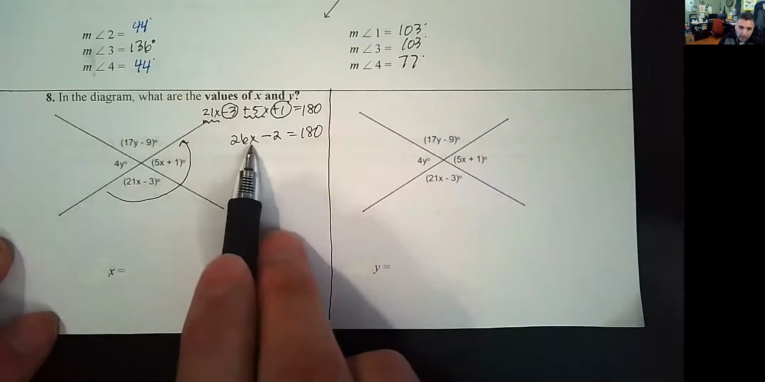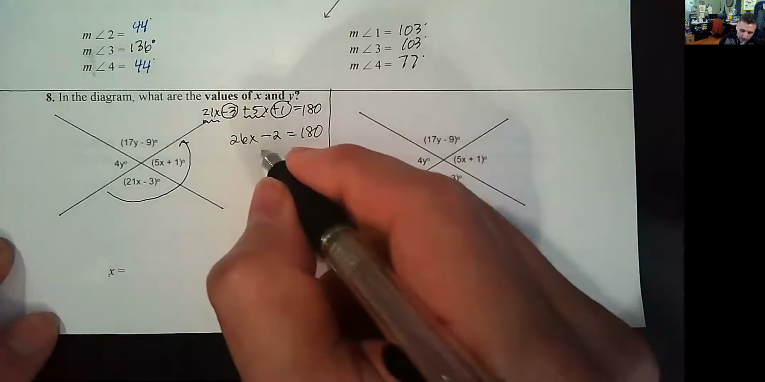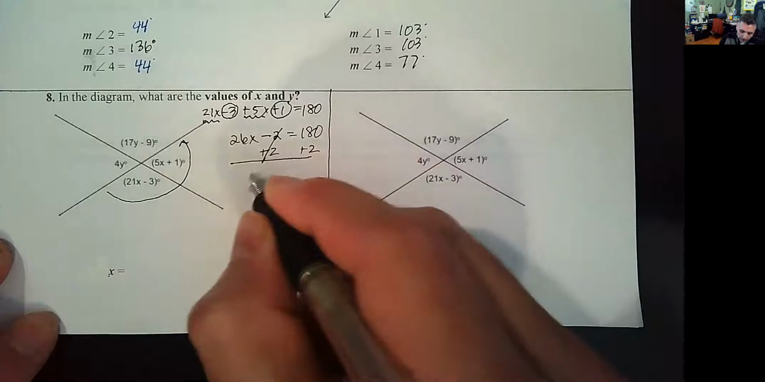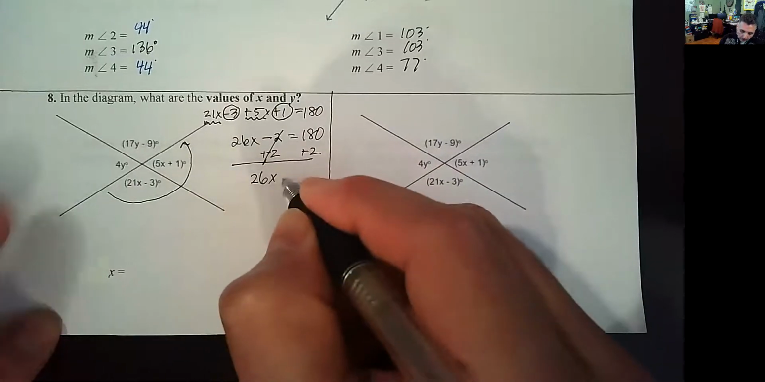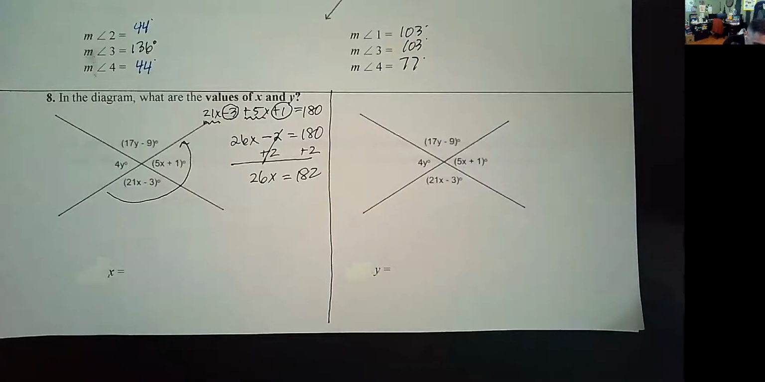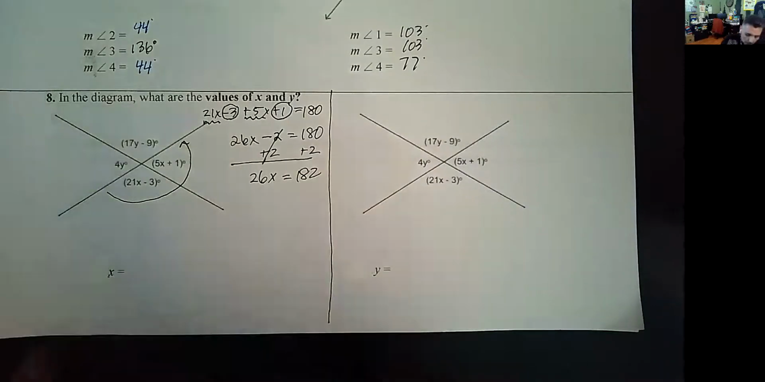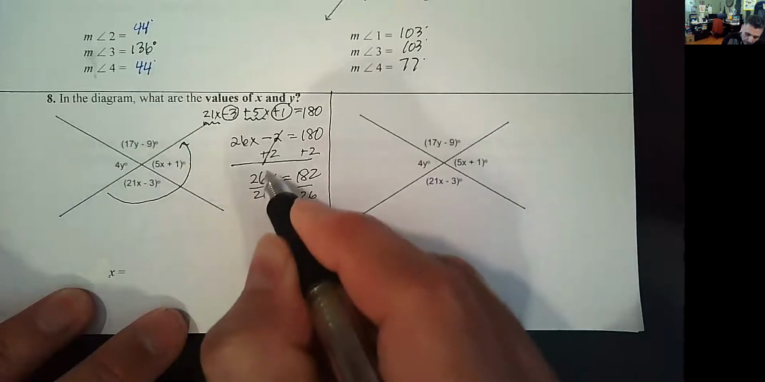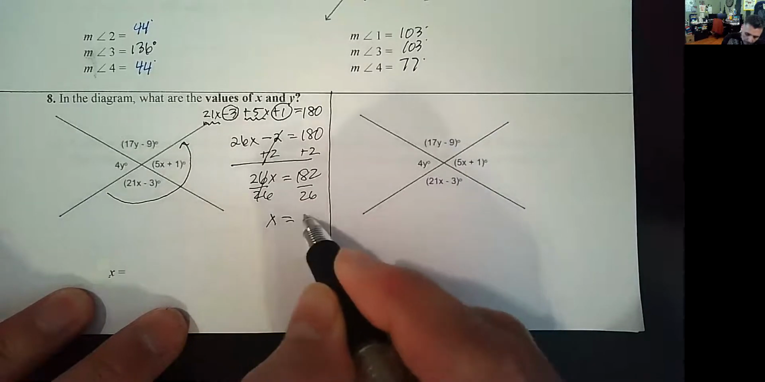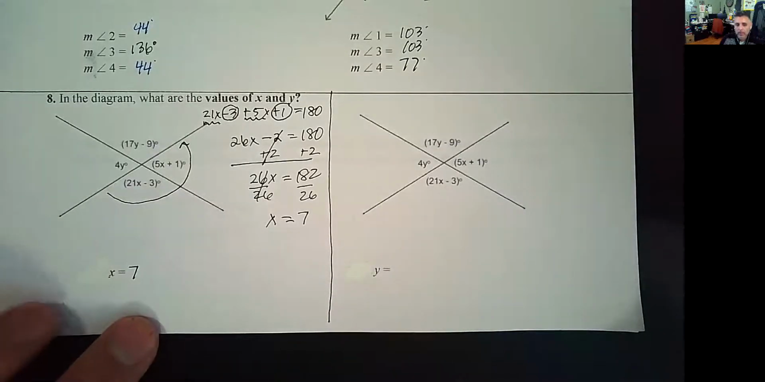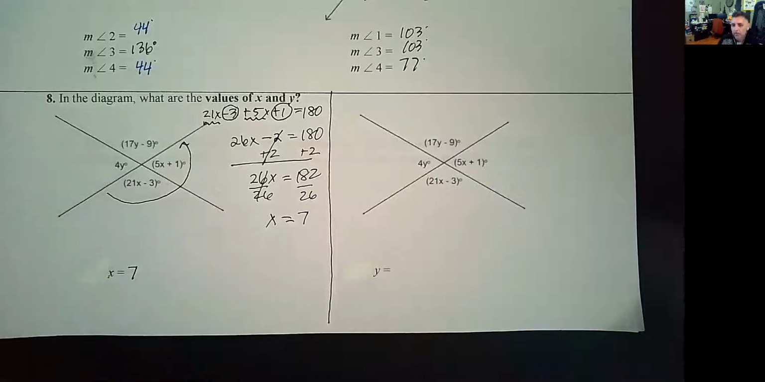Last thing we do, here's the x, start using inverse operations. Add 2 to both sides, that's 0. 26 times x equals 182. And the last thing you do is you divide both sides by 26. And you get x equals 7. So that's the value of x, 7.